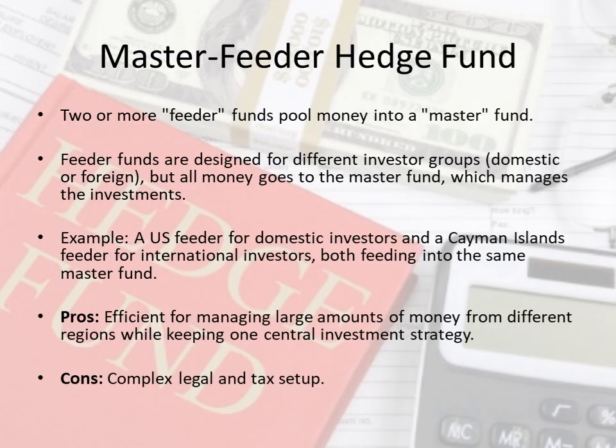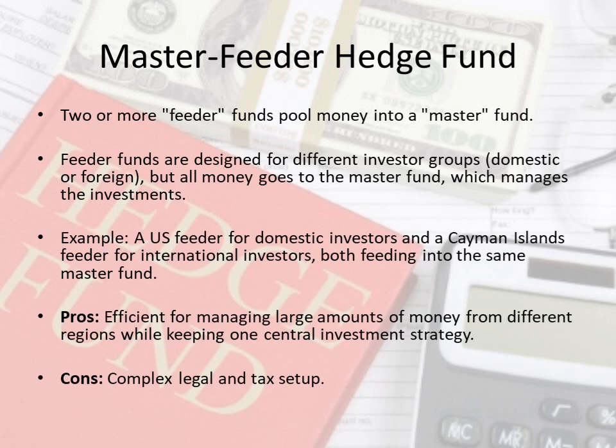You could have one feeder fund that collects money from US investors and another feeder fund that collects money from international investors. Both of these feeder funds send their money to the master fund, which then buys and sells stocks, bonds, or other investments. I hope it is clear.